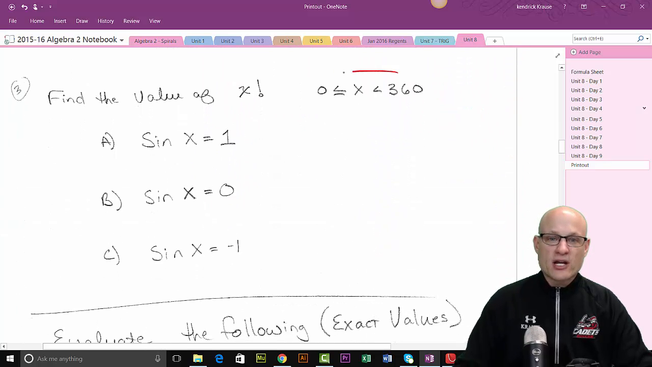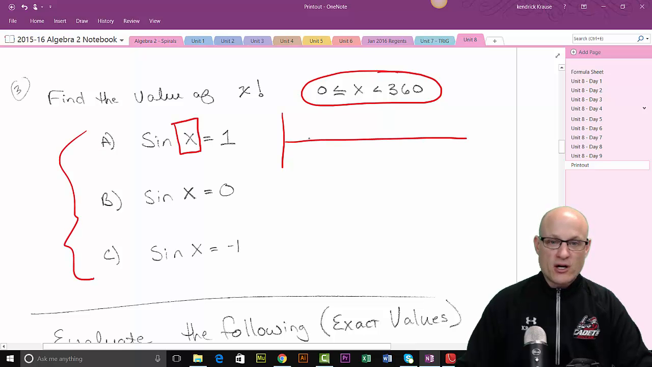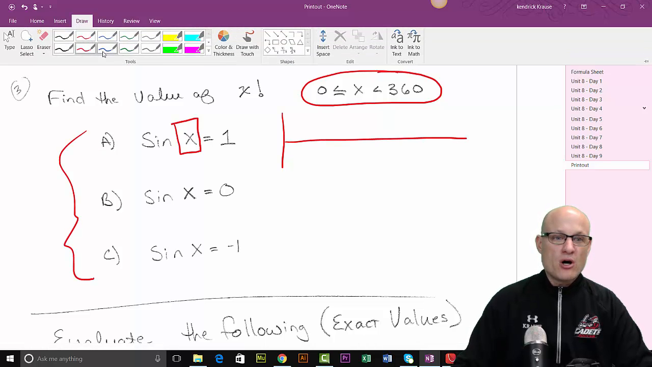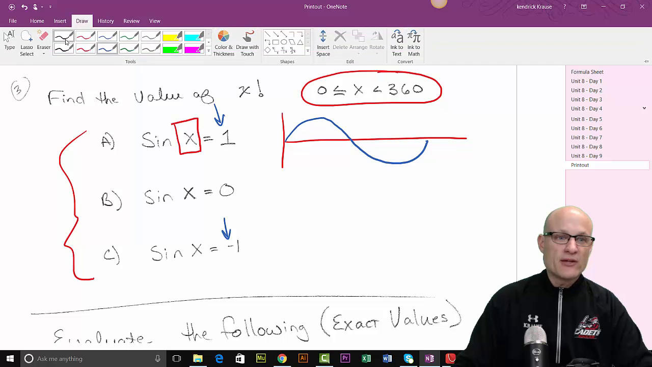Find the value of x, and I'm only going from 0 to 360. So when does, and I don't really care what this is, this could be 2x, this could be 3x, this could be 4x. But my question is, when does sine equal 1? Well, anytime it's 0 or 1, which all three of these are, we're going to draw the sine curve. Now, I don't care if it's negative 1 or positive 1, you draw the sine curve. And you got to remember what each piece represents.